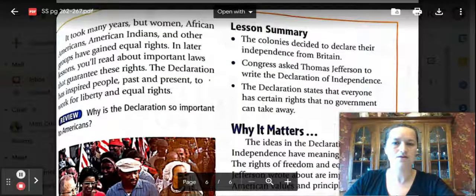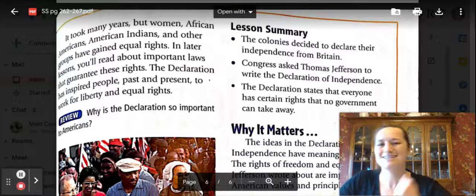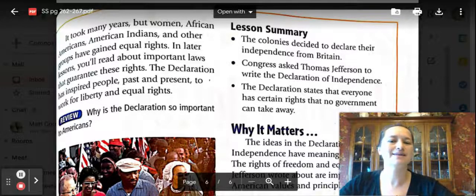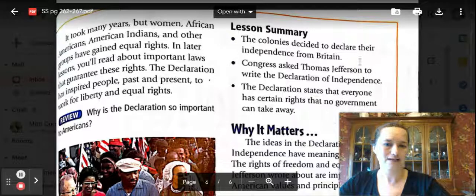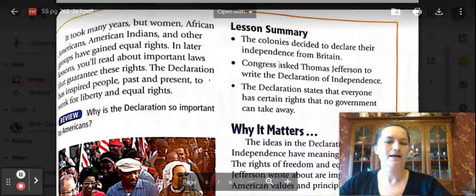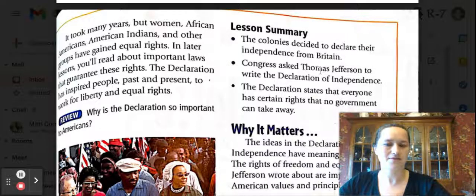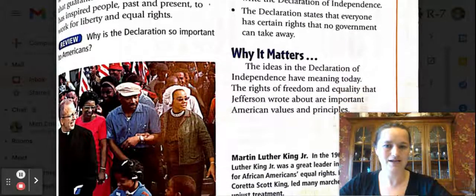Lesson summary. So if you are taking notes, which you should be, get out your notebook. So for the lesson summary, the colonies decided to declare their independence from Britain. So that was the Declaration of Independence. Congress asked Thomas Jefferson to write the Declaration of Independence. The Declaration states that everyone has certain rights that no government can take away.